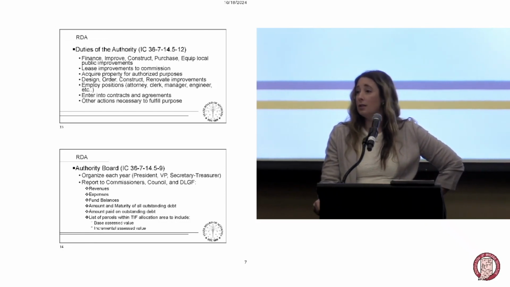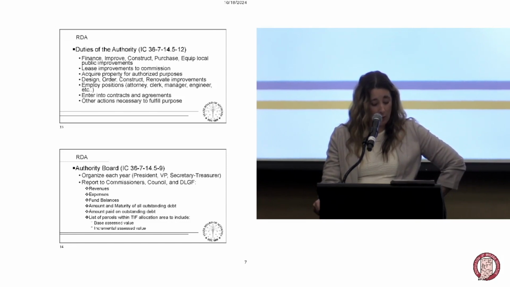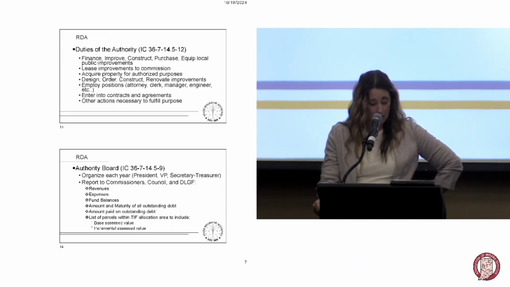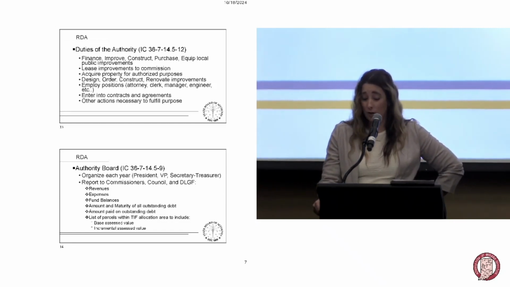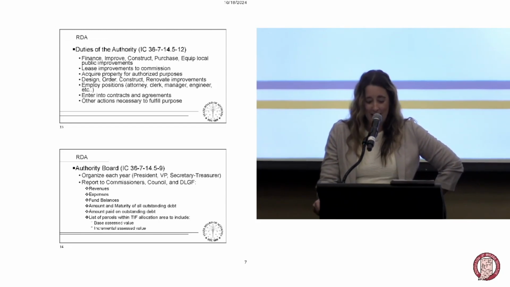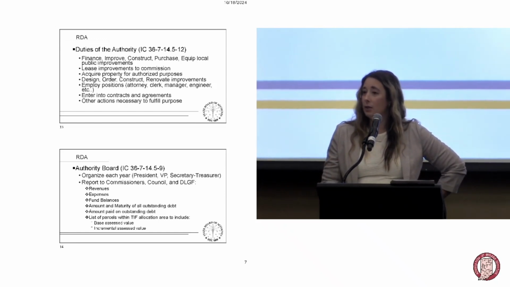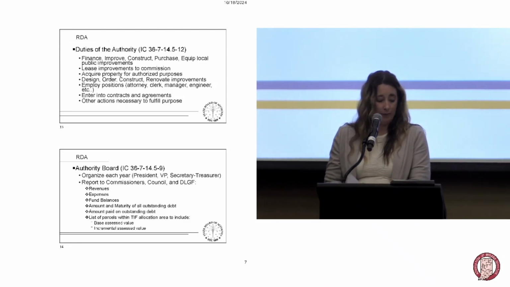They can actually enter onto lands to do surveying and examining them to determine the location of improvements. They can design, order, contract for, construct, reconstruct, and renovate any local improvements. They can employ managers, superintendents, architects, engineers, attorneys, auditors, clerks, construction managers, and other employees. They can make and enter into all contracts and agreements as necessary. And then they can take any other action necessary to complete the authority's purpose. It's a lot, right?